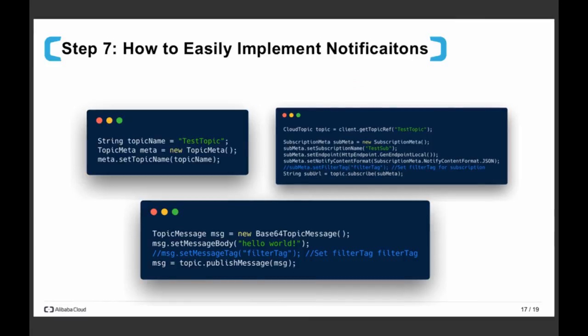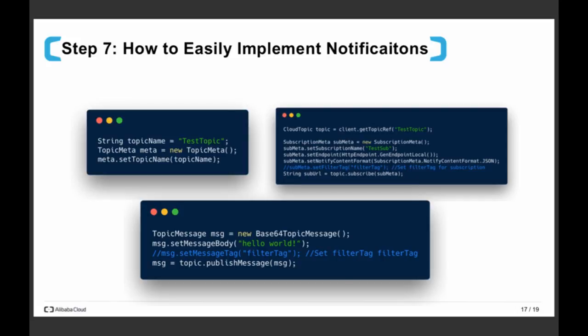So how can we implement these notifications or topic-based services? First we'll create a topic name, and then we'll create a topic meta, and then meta.setTopicName will set the topic name. Then we'll create a topic message object, and then we'll set our message content onto that message object by using the set message body, and then we'll publish this particular message to that topic.